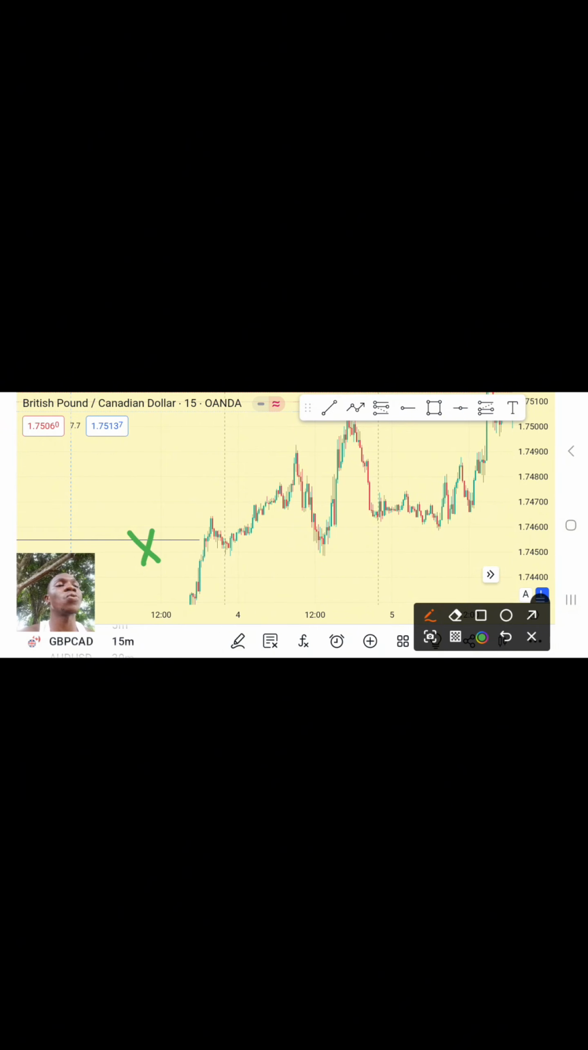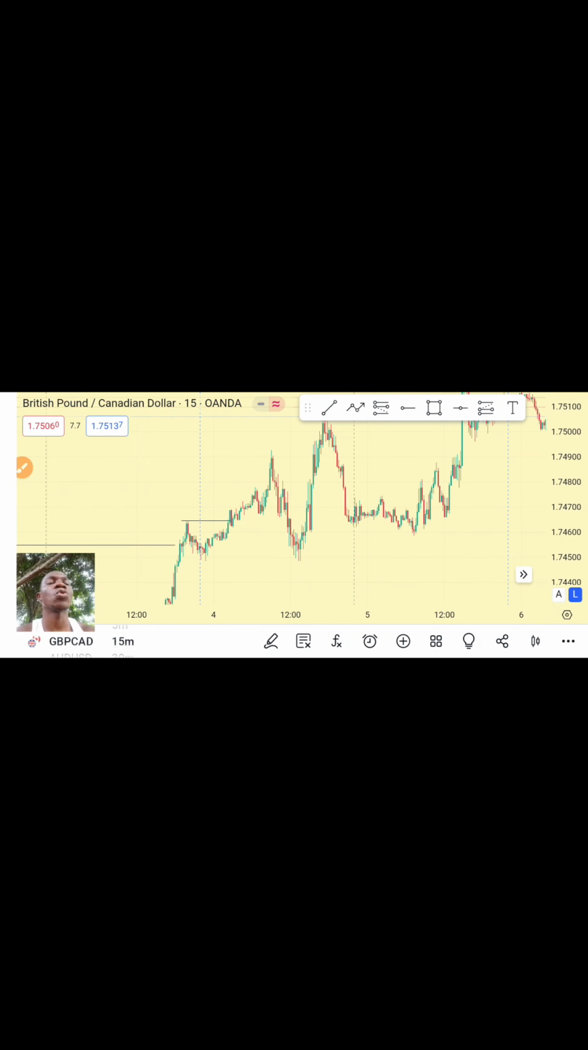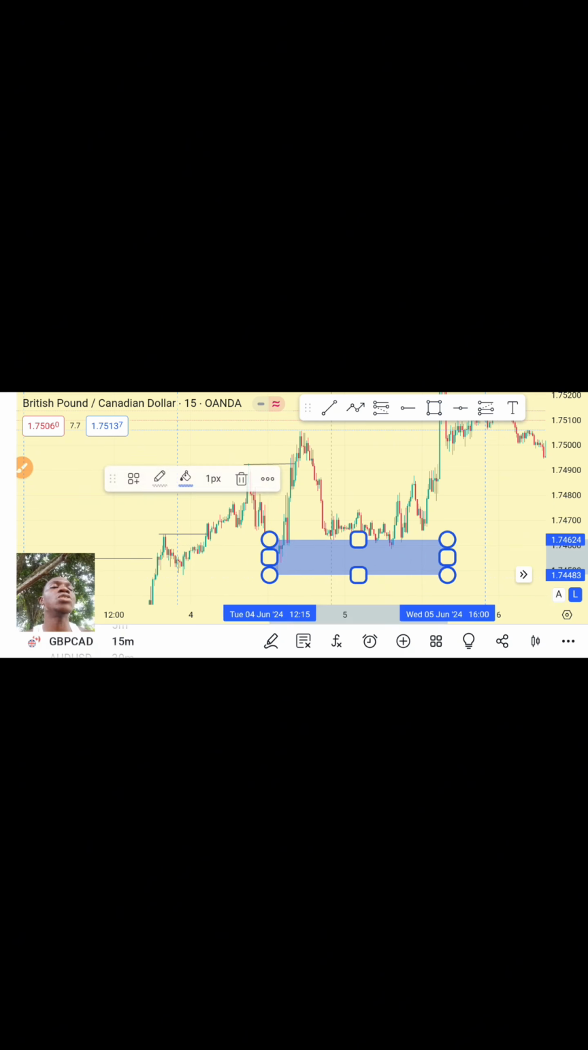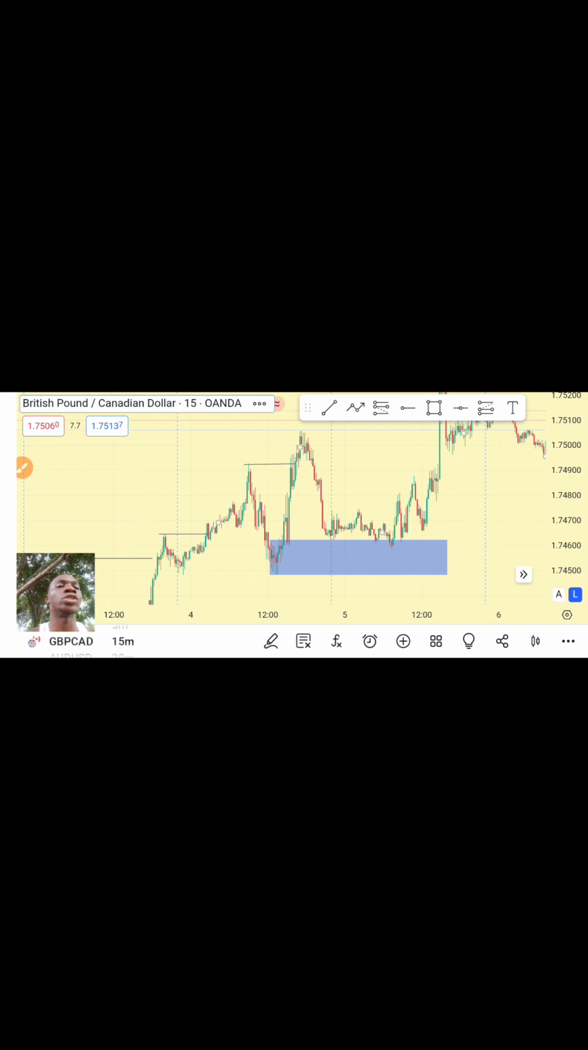So we came that day and we saw this setup where the market created this tiny break of structure, then created another break of structure. When we discovered this break of structure, what we did was mark the demand zone of this break of structure, which is this particular zone, and also the order block. So we have something like this. This was what we did. We were waiting for the market to come back to this zone so that we can enter buy and target our profit at the nearest liquidity high, which is this zone.